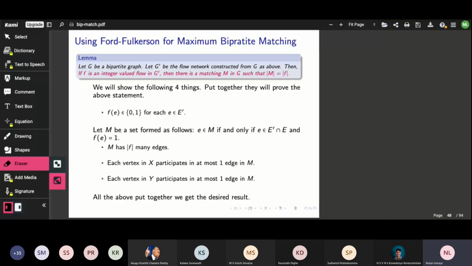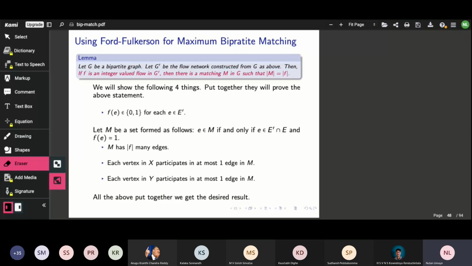And if we are able to say that M has cardinality equal to the value of the flow, then it also shows what we wanted to say.